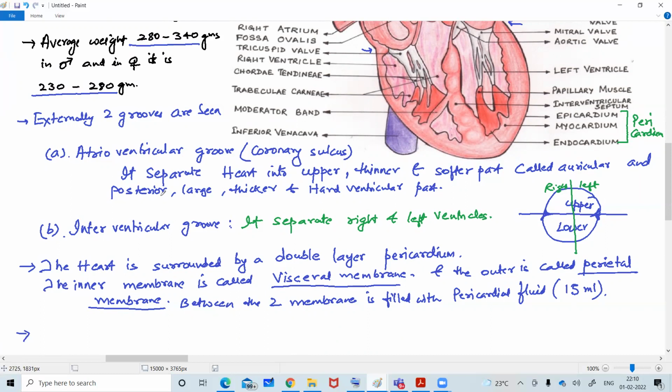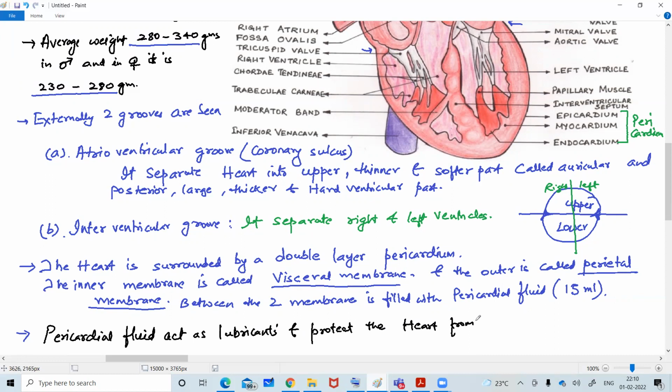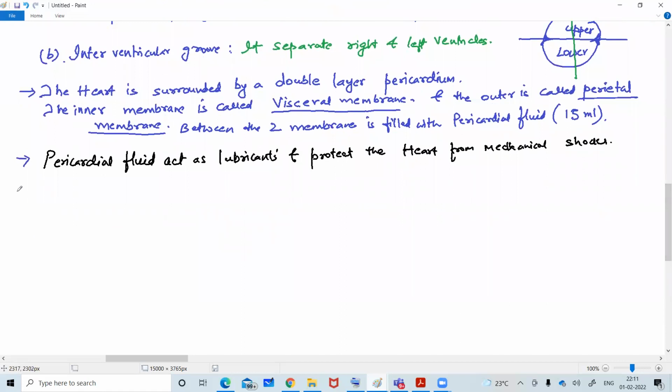Next, hope these terms are getting cleared. Yes, sir. Fine. So we'll talk about what this pericardial fluid does. You can write one point that pericardial fluid acts as a lubricant and protects the heart from mechanical injury, mechanical shock. That is why this is there. Next point.